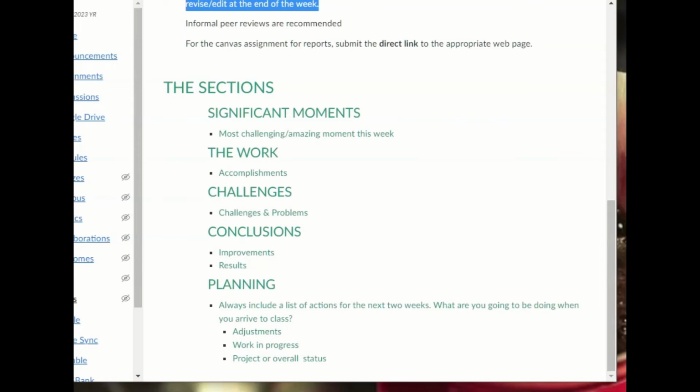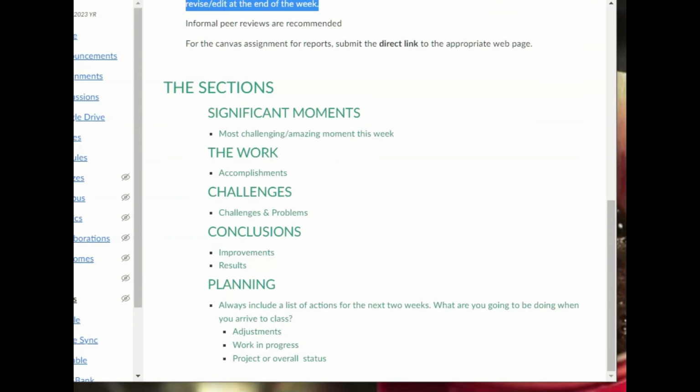And then at the end, the conclusions. These are your big takeaways for the week or for the last 2 weeks. What improvements need to be made? This is reflection on your processes. What iterations do you need to pursue? That sort of thing. And what results did you put together this week? This is culminating your summary of work at the end of the 2-week period.